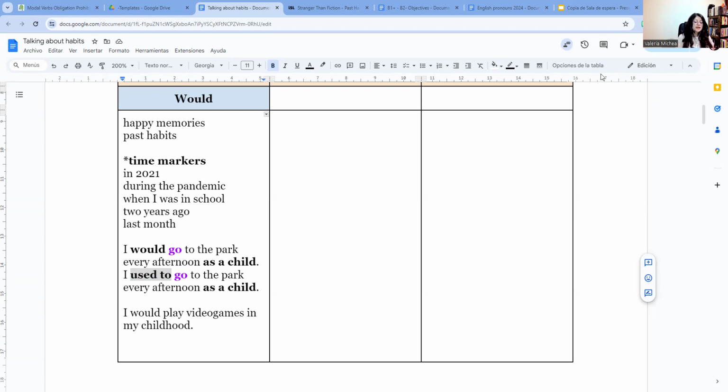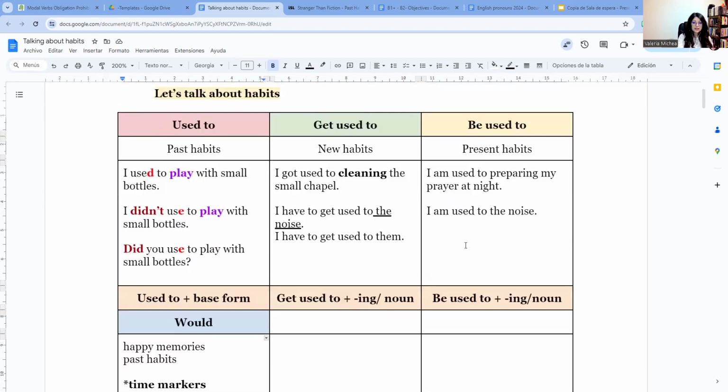Yeah, so now let's have a look at get used to, the second structure that I want to talk about tonight. Get used to. And this one is useful for talking about new habits. New habits. So I got used to cleaning the small chapel. I got used to cleaning the small chapel.